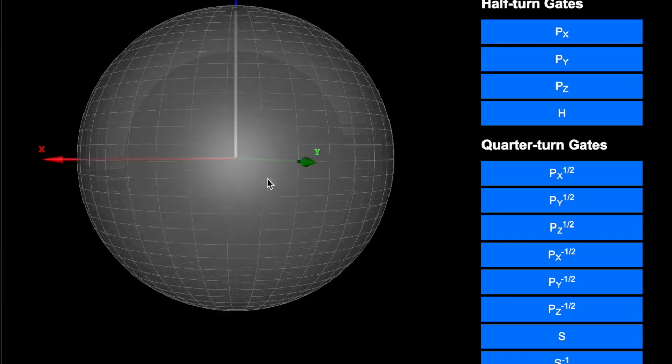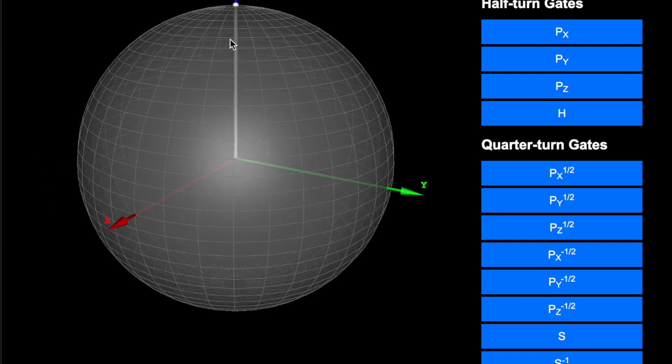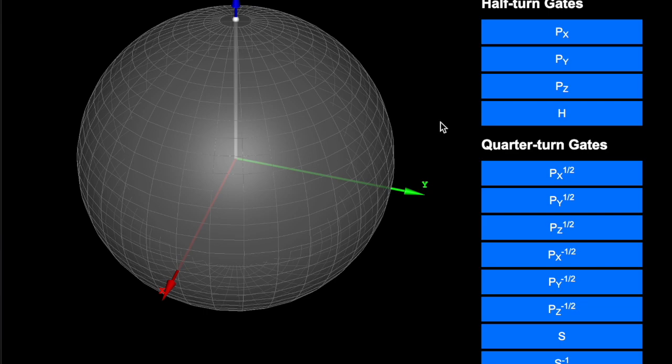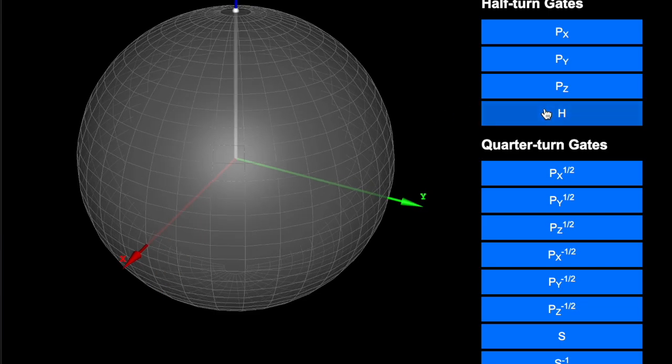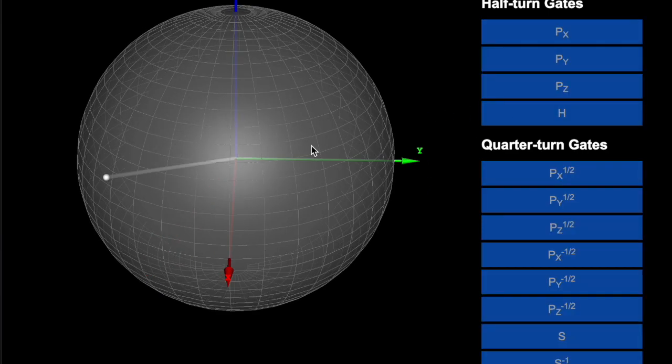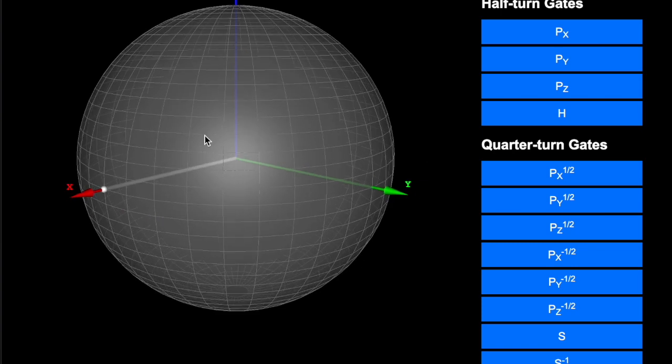So right now, it's kind of hard to see, but this vector is pointing straight up, and so this qubit is in the 0 state. However, if we use an H gate, which we'll discuss later, this will move, and it will be in the middle. And now there is a 50% chance of it being measured either at the top or the bottom, or like the 0 or 1 state.